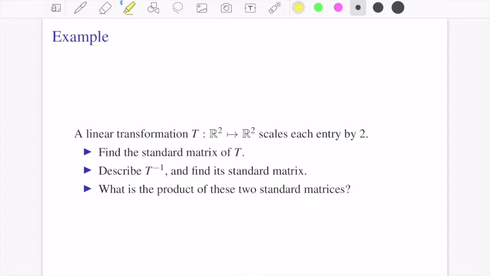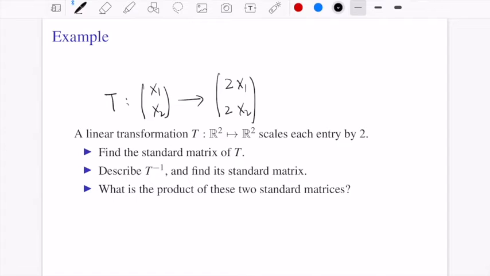So let's look at one simple example to motivate the next concept of inverse of the matrix. Suppose T is R2 to R2 linear transformation, which is defined as scales each entry by 2. What it means is this. T is from x1, x2, scales each entry by factor 2. Then find the T inverse. And find the standard matrix of T. And describe T inverse. And find its standard matrix. And what is the product of the two standard matrices?